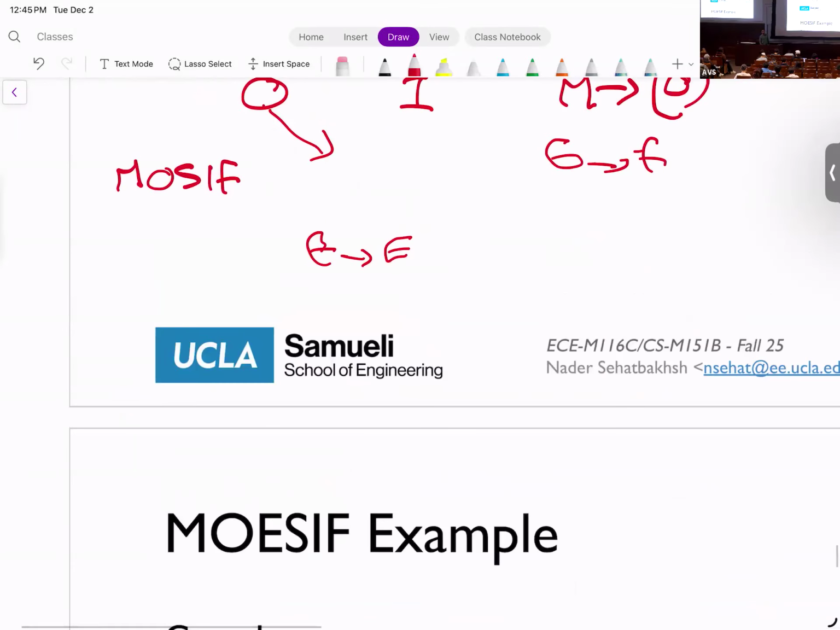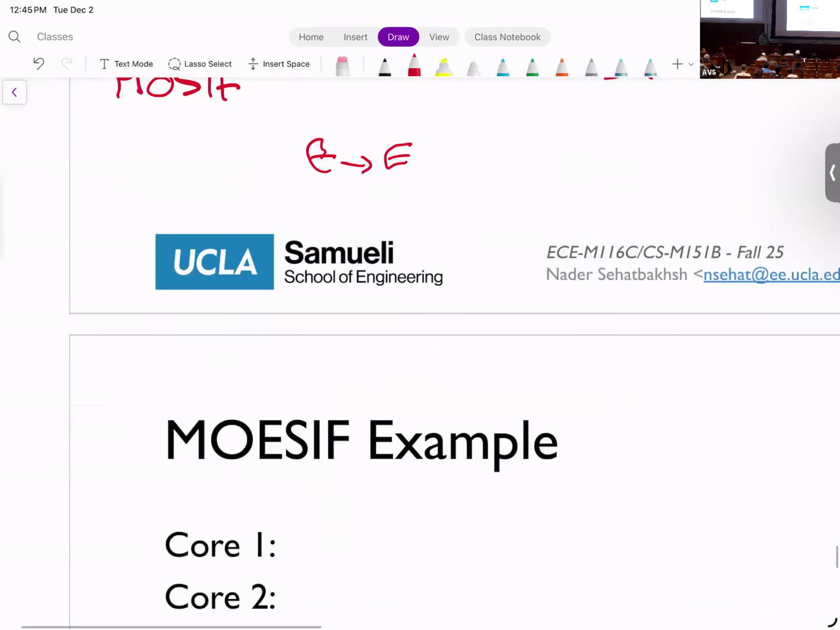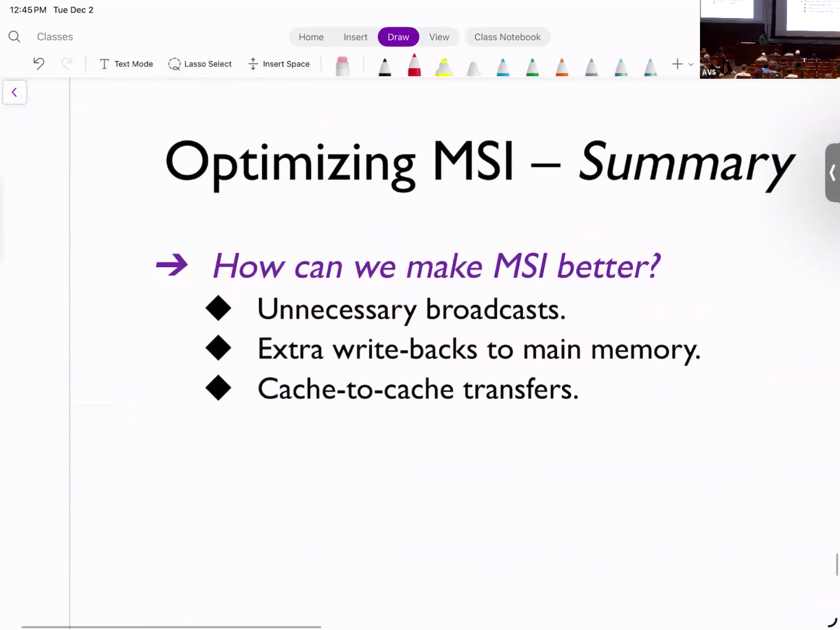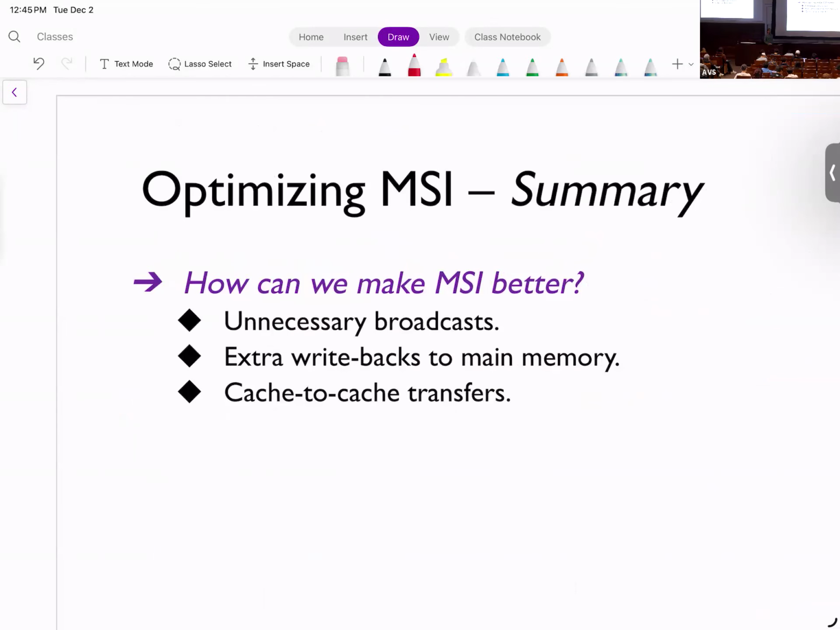Any other questions? Okay. So you're going to see examples in the homework. You're going to see examples in the discussion sections. You're going to see examples in previous homeworks and all. Make sure that you practice and understand the difference between these states.